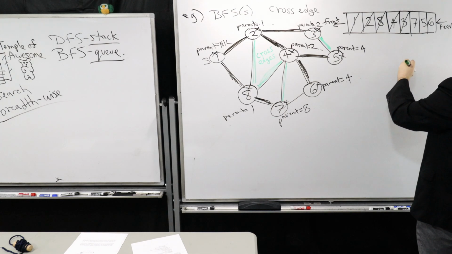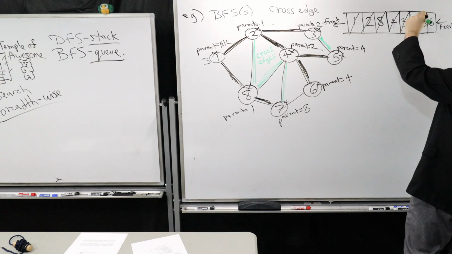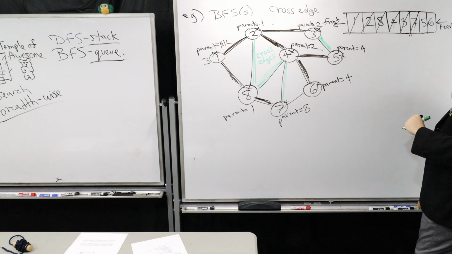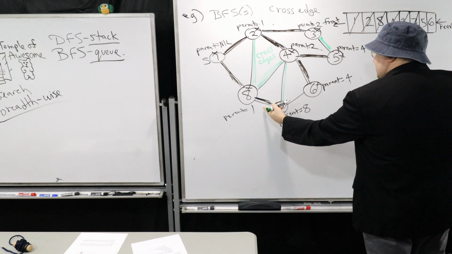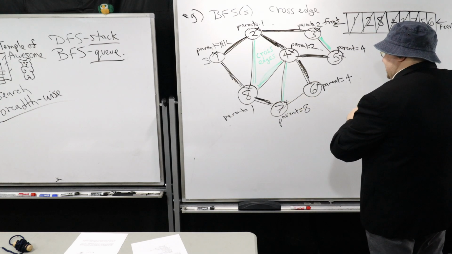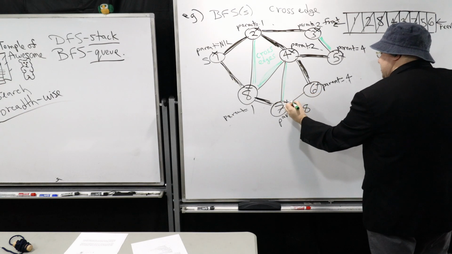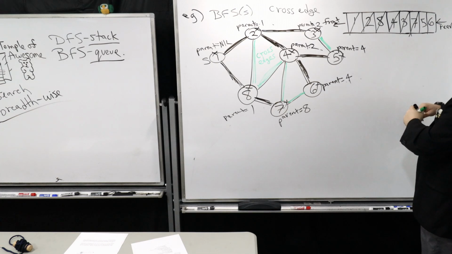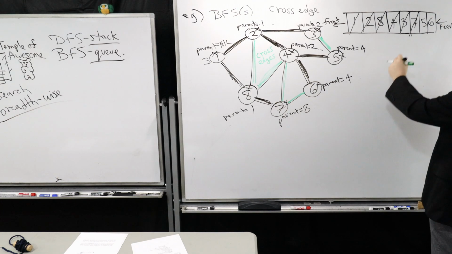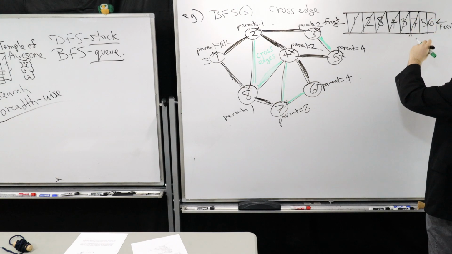I'm done with 3. So now I'm going to dequeue 7, right? So I look at all my edges. This one's labeled, that's labeled, this one isn't labeled. However, there's already this vertex that's marked. So that's a cross edge. We're done with 7. So now we got 5.